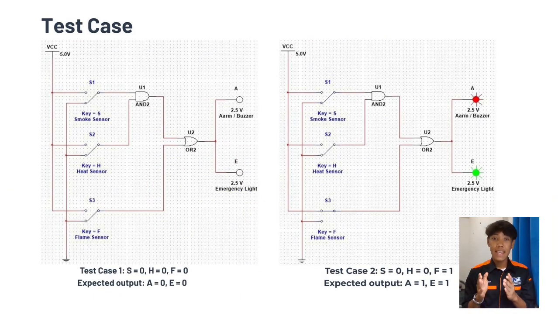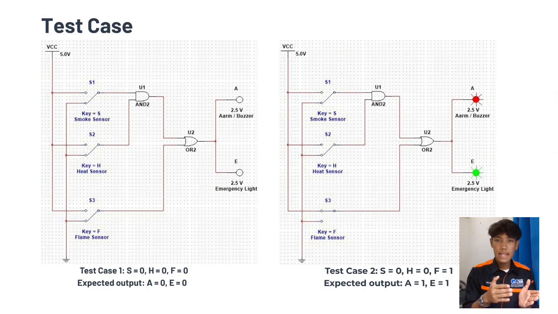Okay, for test case 1, S, H, and F are all 0. This means there is no smoke, no heat, and no flame. So the AND gate output is 0. The OR gate output is also 0. Because of that, the alarm and emergency light stay off.